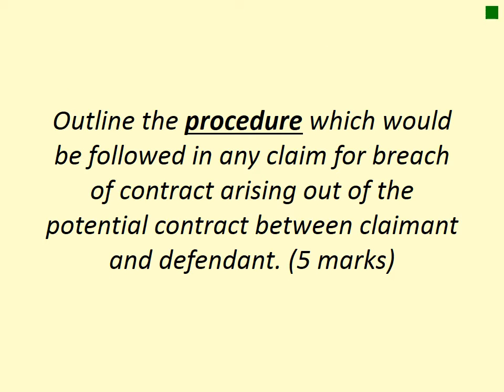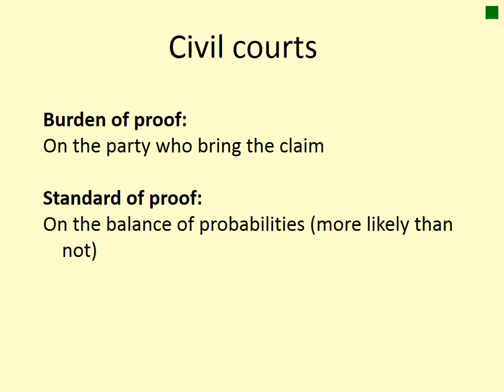So let's first of all look at the procedure question. This is also known as the courts and tracks, so that might be mentioned in the question as well. So if we look at the civil courts first of all, remember that the burden of proof, the party that has to prove their claim, is the party that brings the claim, so the claimant. And the standard of proof is on the balance of probabilities. So the claimant has to prove that, on the balance of probabilities, it's more likely than not that what they are saying is the truth.